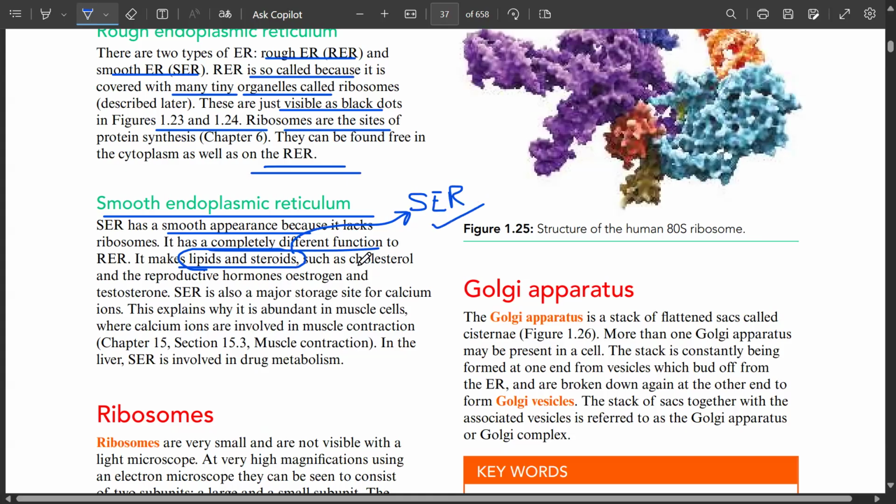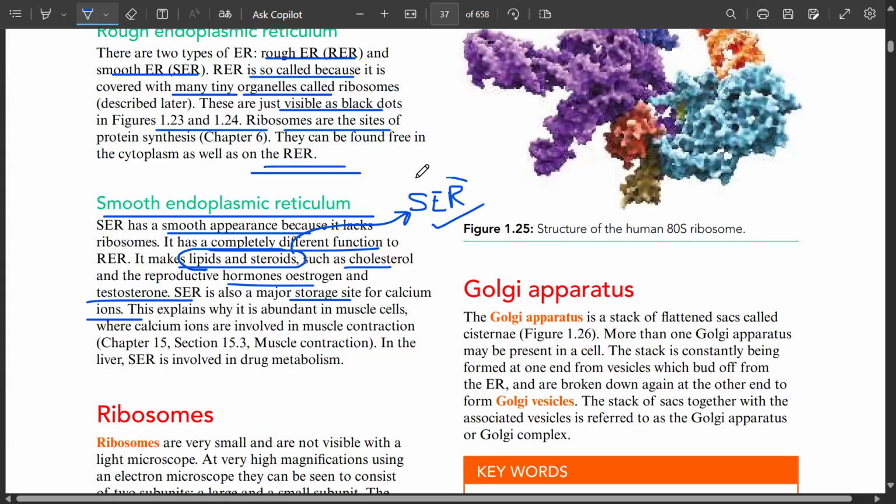For example, producing cholesterol, lipids, fats, triglycerides, and some fatty hormones as well, such as estrogen and testosterone, the sexual hormones, and it is also a major storage site for calcium ions. So what do you have to know? What is smooth endoplasmic reticulum? Its function is producing lipids, steroids, and many other hormones such as the sexual hormones. Then it's also a storage site for calcium ions.